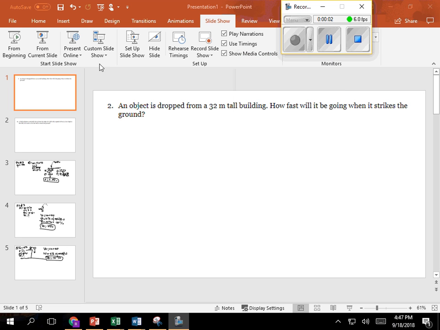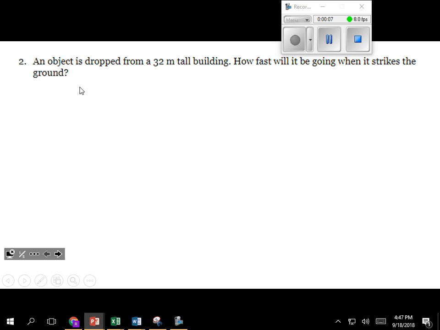Alright, in this video I'm going to work the two problems off of the free fall problem set. I'll start with number 2. So number 2, we have a 32-meter tall building. We don't know how fast it's going to be going when it hits the ground.